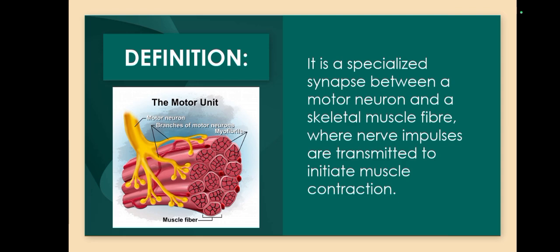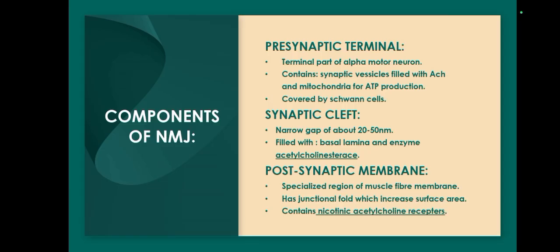Okay, moving forward, we'll be seeing the components of neuromuscular junction. It has three components, namely presynaptic terminal or nerve ending, synaptic cleft, and lastly postsynaptic membrane or motor end plate. Now we'll be discussing each of them separately. So firstly, we have the presynaptic terminal. It is the terminal part of the motor neuron, basically the synaptic knob region. It is the terminal part of the alpha motor neuron.